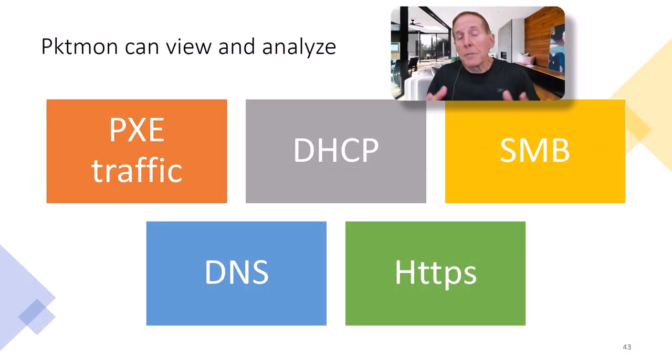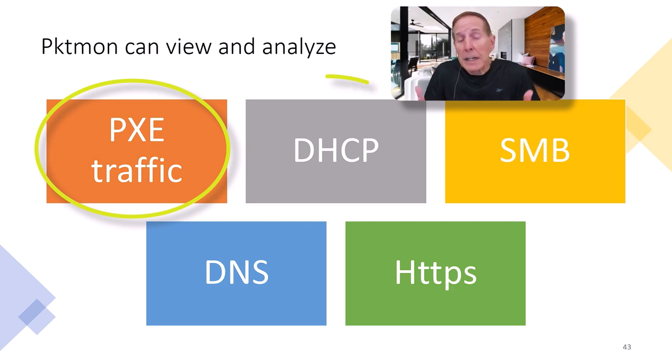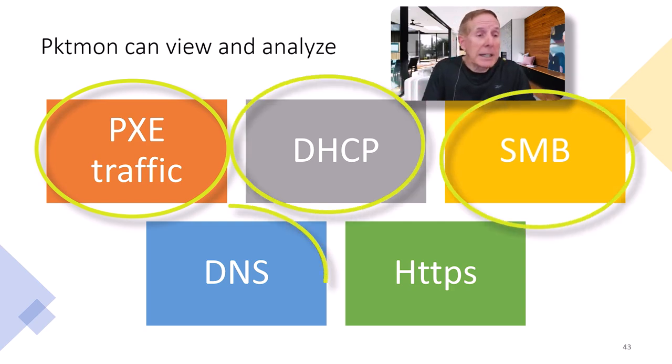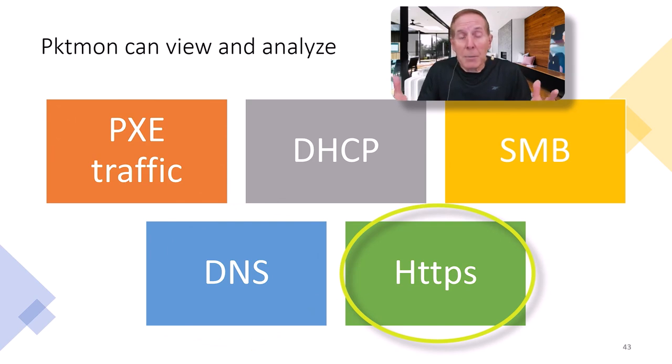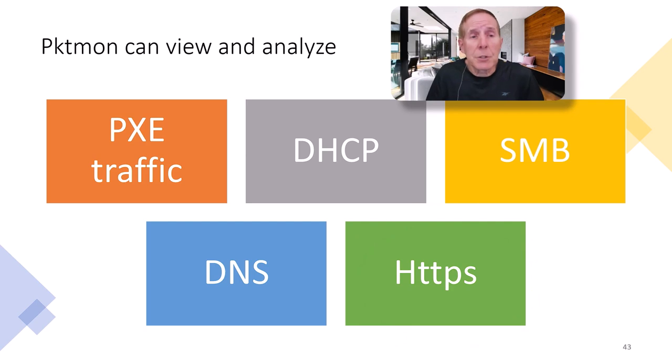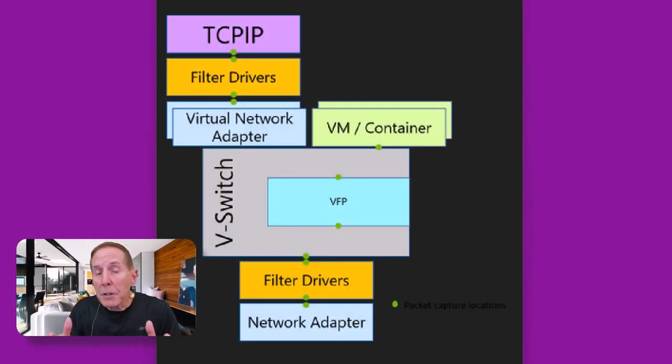Now, Packet Monitor can view and analyze all the stuff you would expect a packet capture tool to do. You can analyze PXE traffic, DHCP traffic, SMB, DNS, HTTPS. All of that can be analyzed with Packet Monitor, as well as Wireshark and other tools. Where Packet Monitor really shines is when you look at your network stack. Now, what Packet Monitor can do and Wireshark can't do, especially when you get into Hyper-V environments, is drill into your network stack and help identify issues.